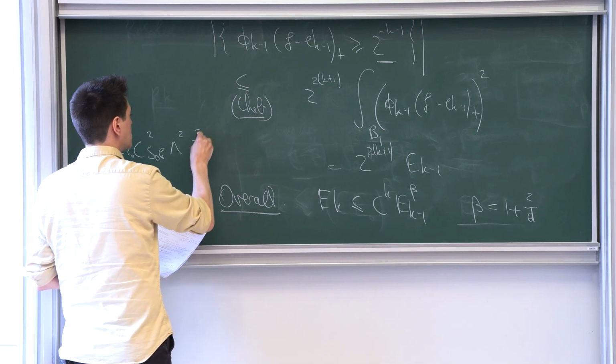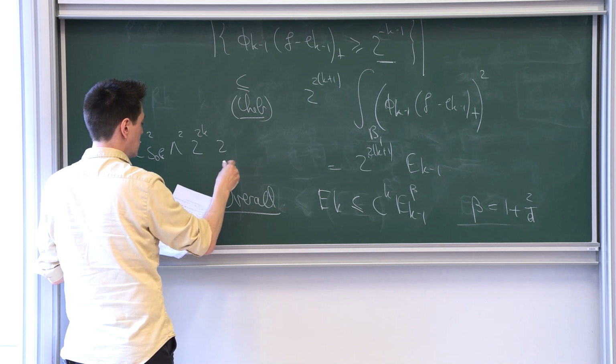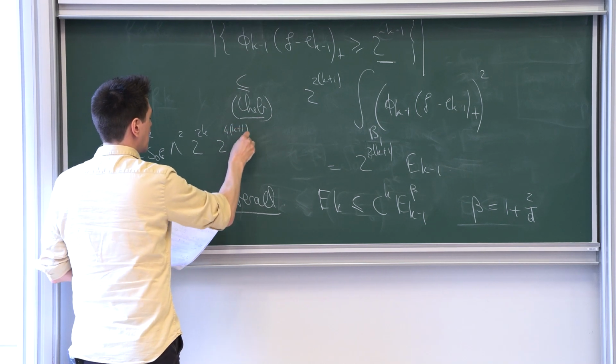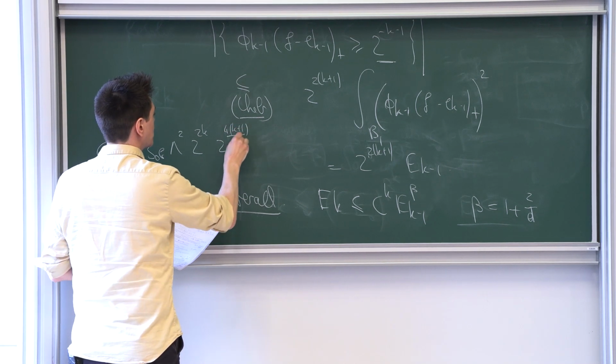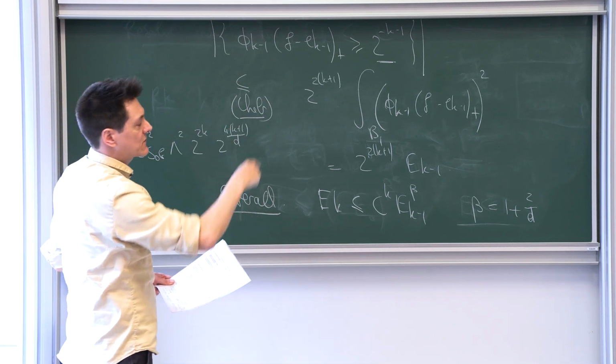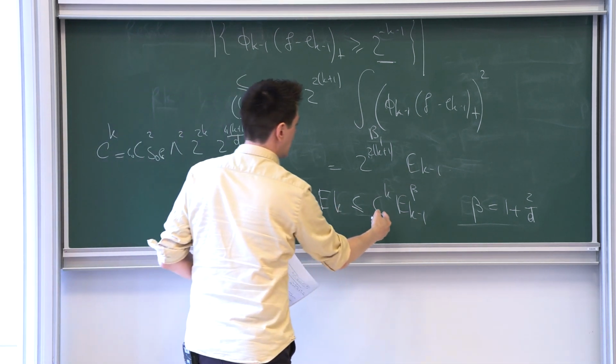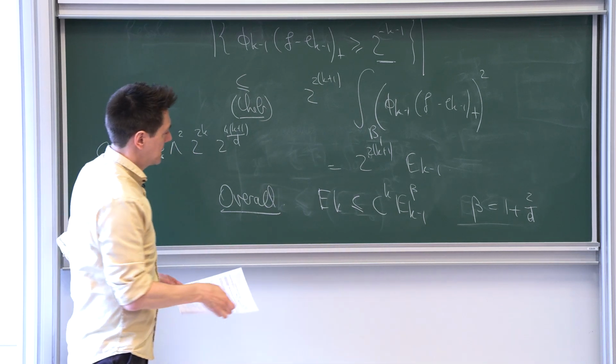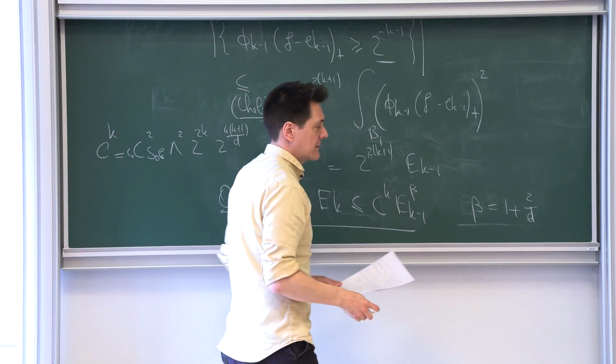And then you have 2 to the 2k, and then 2 to the 4k plus 1 divided by d. The 2 to the 2k was from the claim star. This one comes from powering this to the 2 over d. That's what it is, but it has the form I claimed, and then you can conclude.